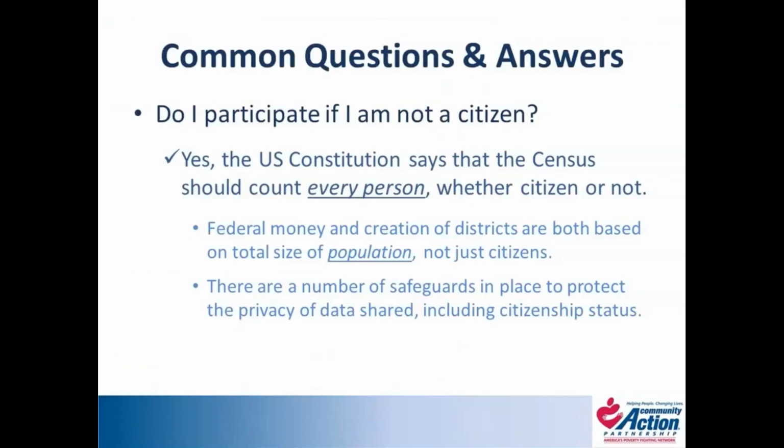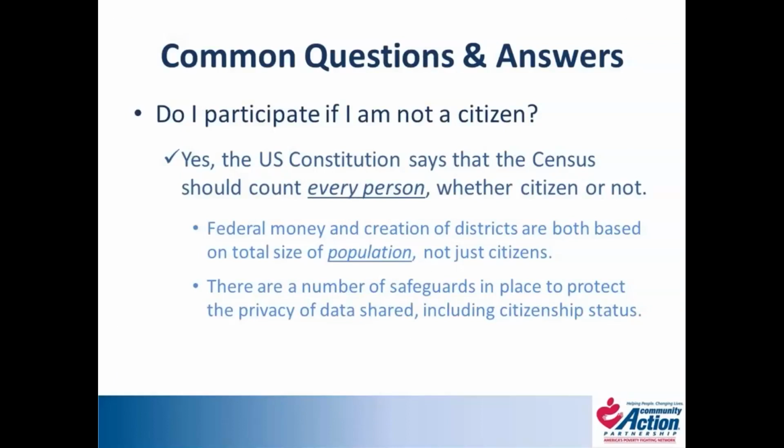Do you participate if you're not a citizen? Yes. Anyone who lives in the United States on April 1st gets counted. The visiting foreign exchange student who's here for 6 months gets counted. The diplomats who work in an embassy get counted.